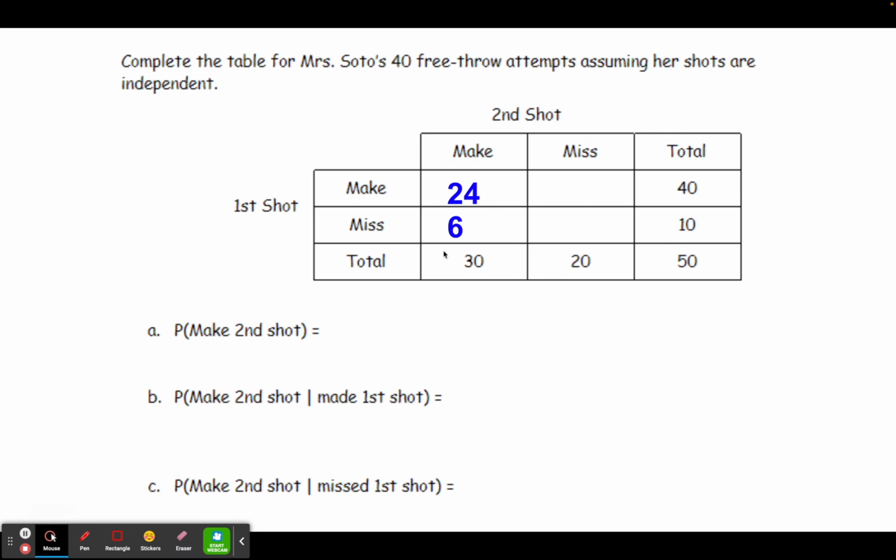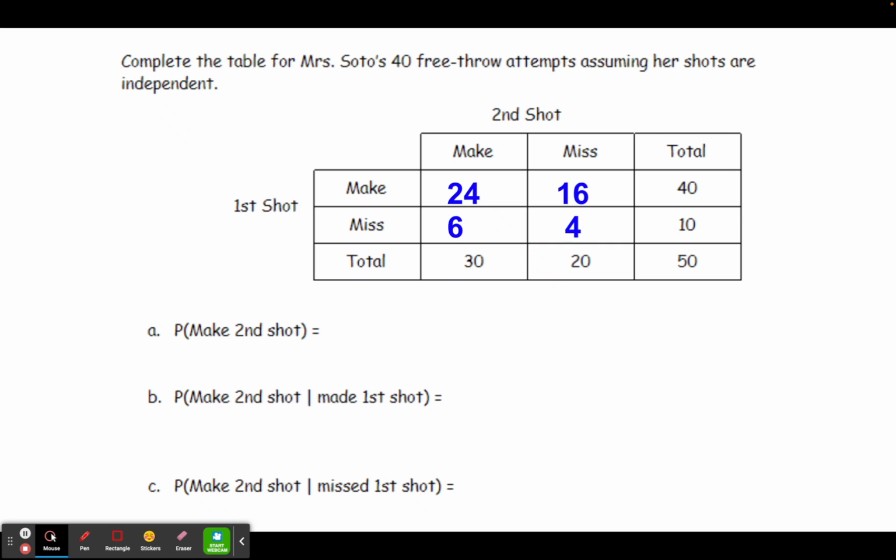So if I take, for example, 40 minus the 24, that means that I would miss 16 shots. 10 minus 6 would leave me with 4. Notice 16 plus 4 does in fact add up to 20, and all the totals and everything work out just the way they should. So now let's look at some probabilities.